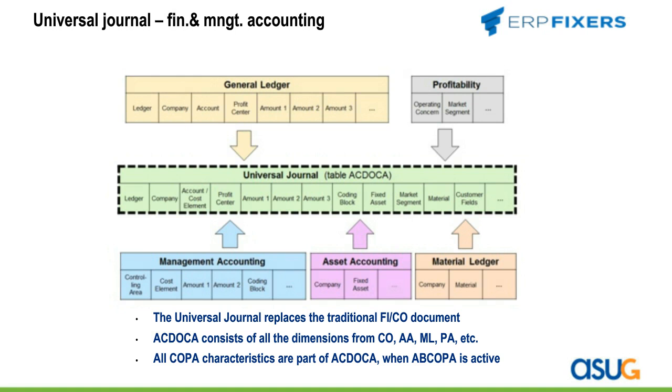So it's almost like all eggs in one basket. Everything seems to be coming in here: general ledger, COPA, cost object, asset accounting, and material ledger. Everything is in the universal journal. And so this big table, ACDOCA, has all the different dimensions, including COPA characteristics. So COPA characteristics are actually fields in the universal journal that you can report on in addition to all the other fields that are in the universal journal.